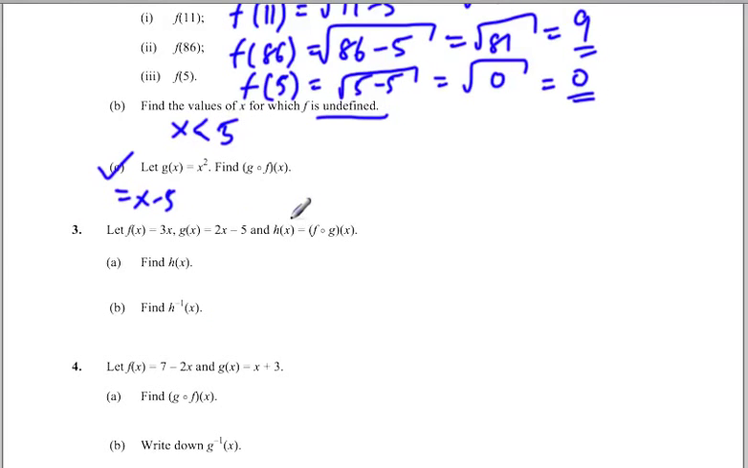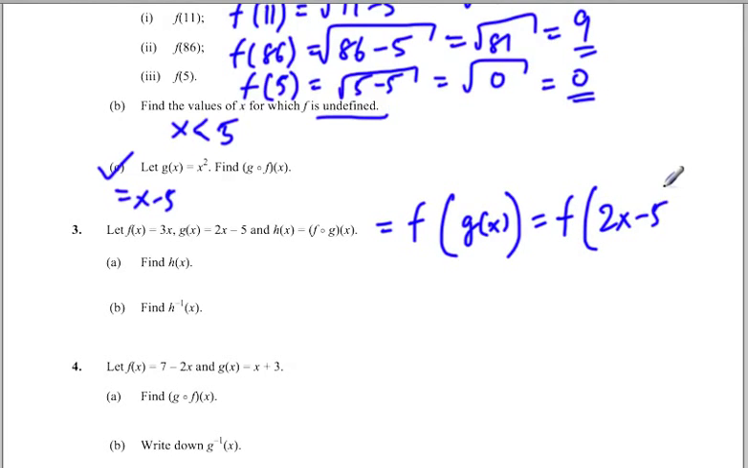Okay, so number 3. Let f of x equal 3x. Let g of x equal 2x minus 5. h of x is f of g of x. So find h of x. Since they said it's f of g of x, really we just have to do f of g of x, which is basically g of x is 2x minus 5. So f of 2x minus 5.